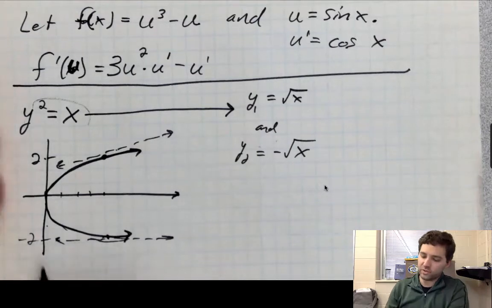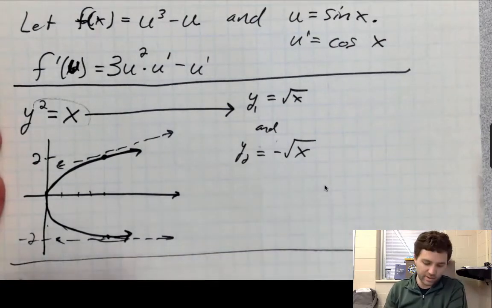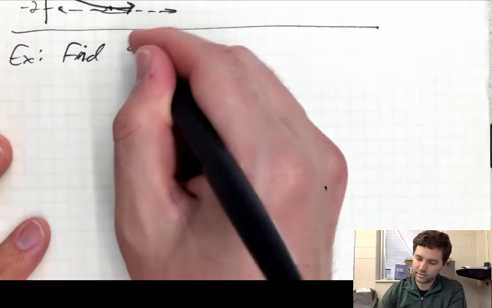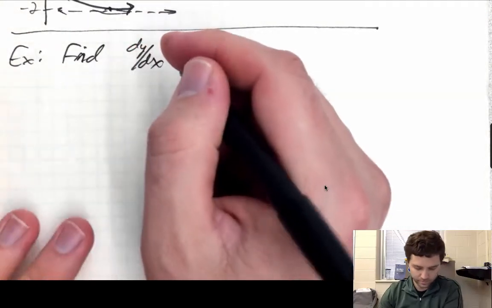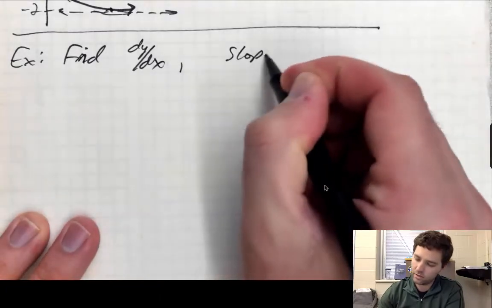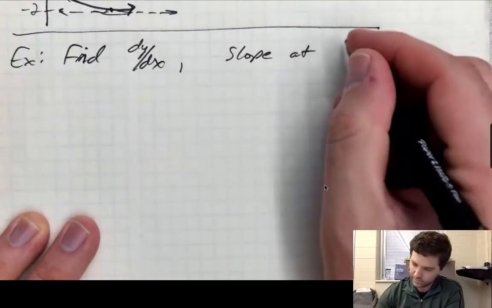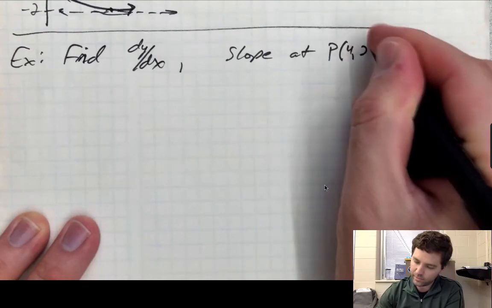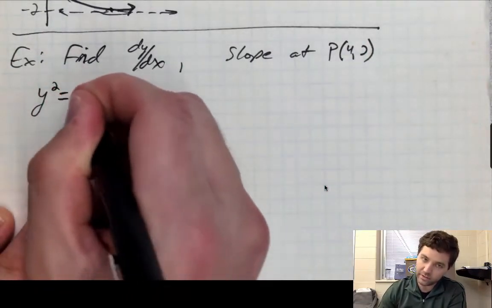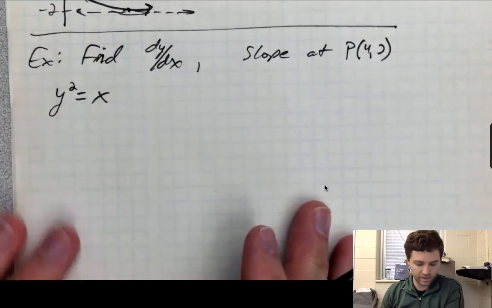So let's actually find the equation of one of those tangent lines. For our first example, we are going to find dy dx, and then ultimately we want to find the slope at the point 4, 2. Okay, so we'll start with this. Y squared is equal to x, and then we want to take the derivative.